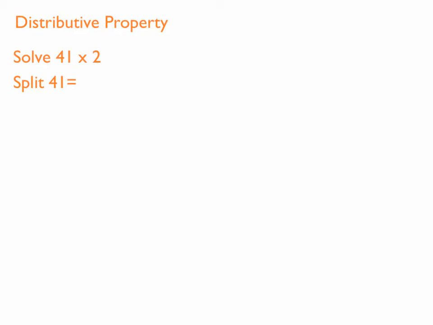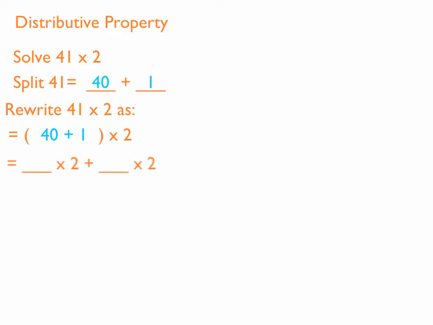Well, for this type of case, I'm going to split up the 41 into two pieces. I'm going to split it up into 40 and 1. So now I'm going to rewrite 41 times 2 as something times 2, and it's going to be 40 plus 1. 41 times 2 and 40 plus 1, all times 2, are the exact same thing. Now using my distributive property, I'm going to multiply both of these numbers by 2. So it's going to be 40 times 2 and 1 times 2.